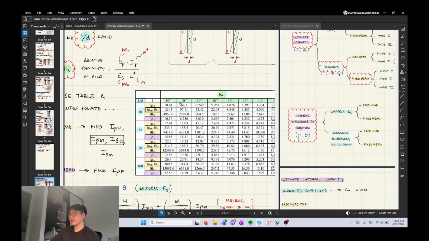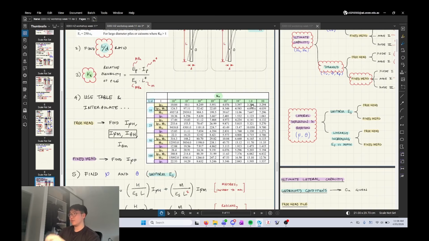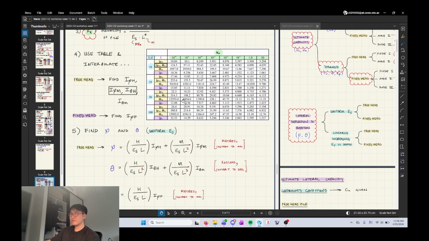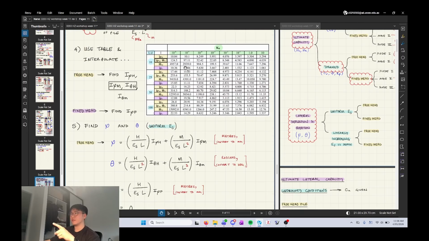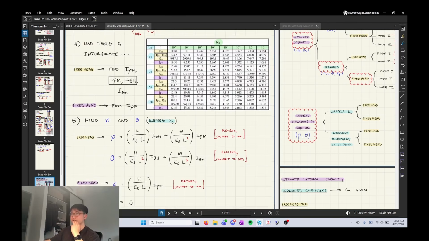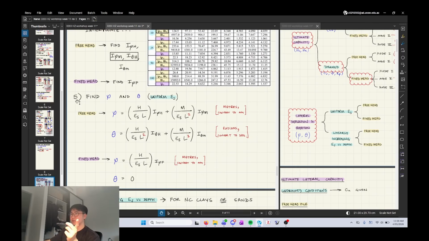So this is like a logarithm basically, or power of whatever. So yeah, you have to linearly interpolate between these numbers. That just comes with practice, so I would recommend doing the question and trying to do it yourself. Okay, and then next we're finding the rho. So the rho is how much it's laterally deflected at the ground level. And theta. So theta is the rotation.